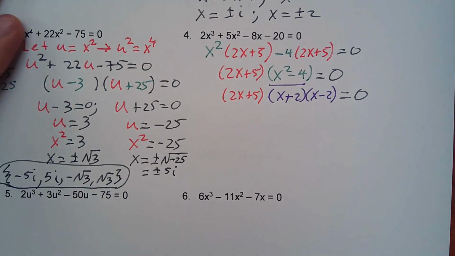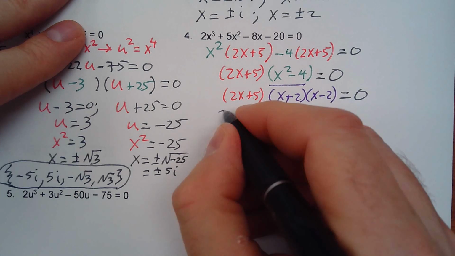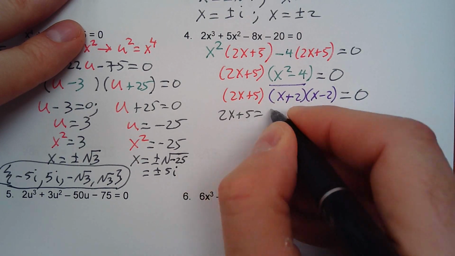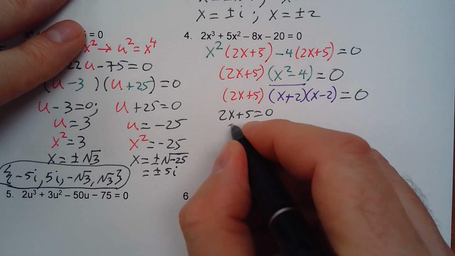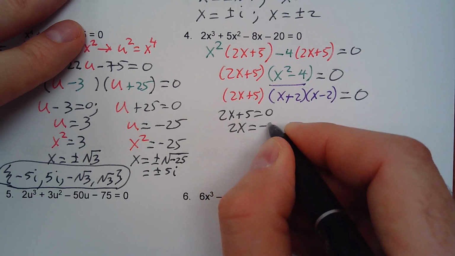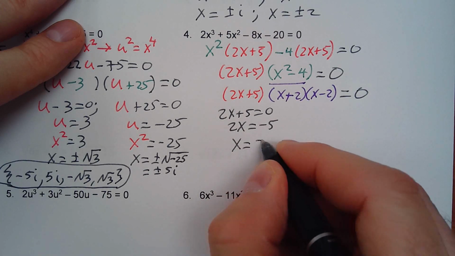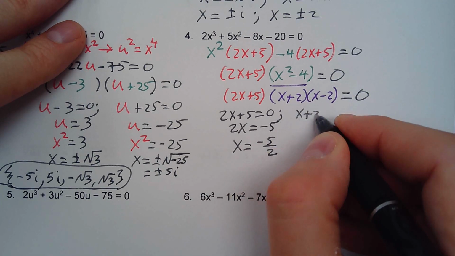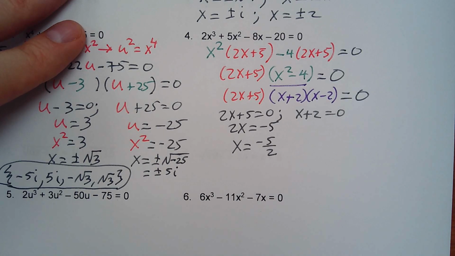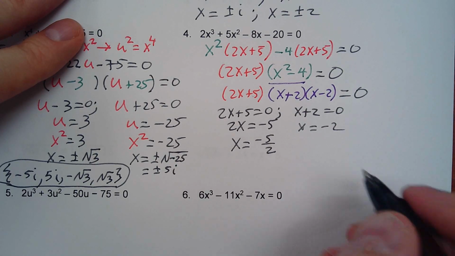So I want to go through and set each of these factors equal to 0 and solve. So I'm going to set the 2x plus 5 equal to 0. I'm going to take away 5 from both sides and then divide by 2. I'm going to set the x plus 2 equal to 0. Subtract 2 from both sides. It's going to be negative 2.